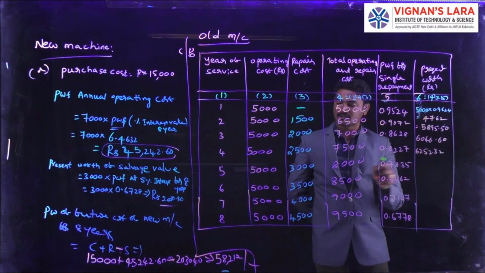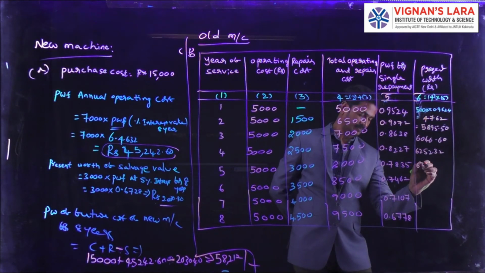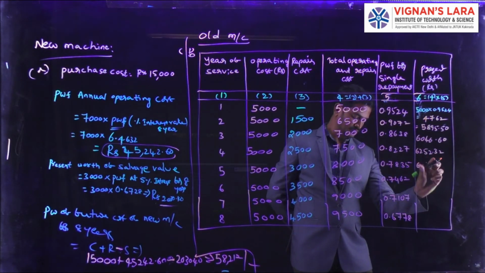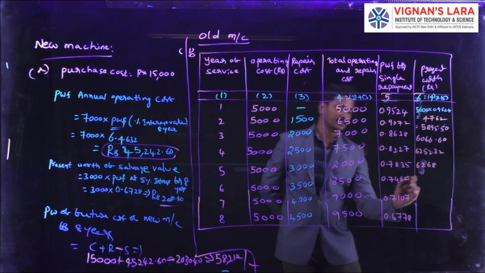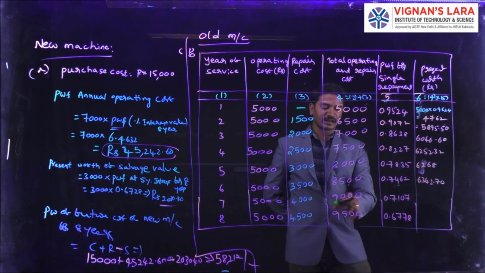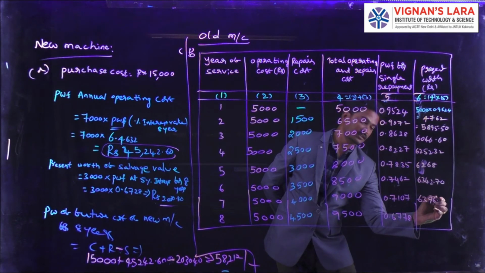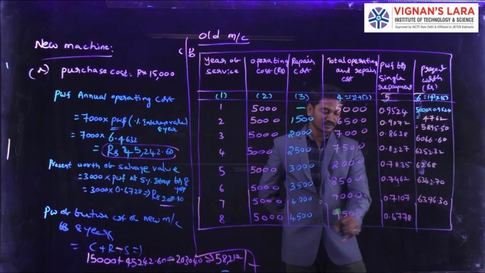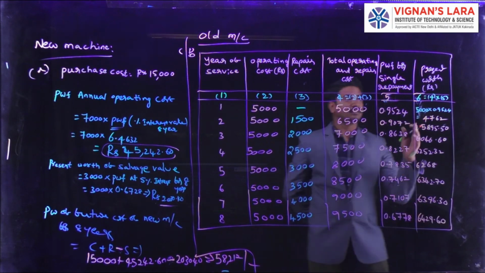Like that we are going to get the fourth year, that is 6252.32. Next, coming to the fifth year, 6268. Next, coming to the sixth year, 8500 into 0.7462, that is 6342.70. Next, coming to the seventh year, 9000 into 0.7107, that is 6396.30. Next, 9500 into 0.6778, that is 6429.60. These are the present worth values.